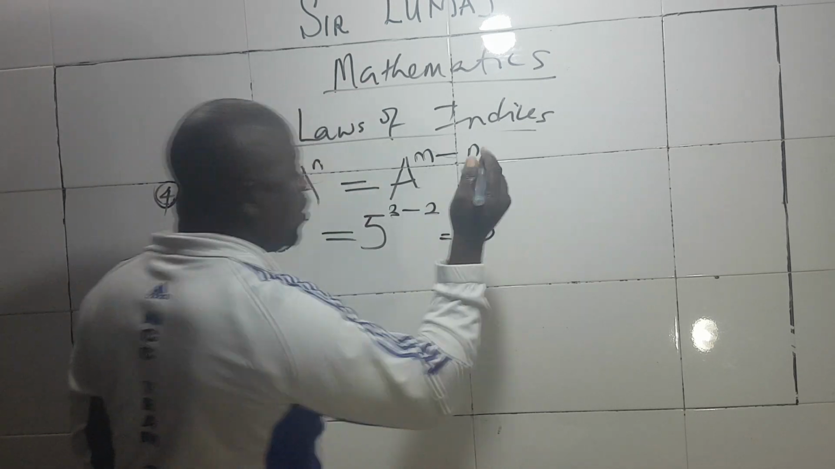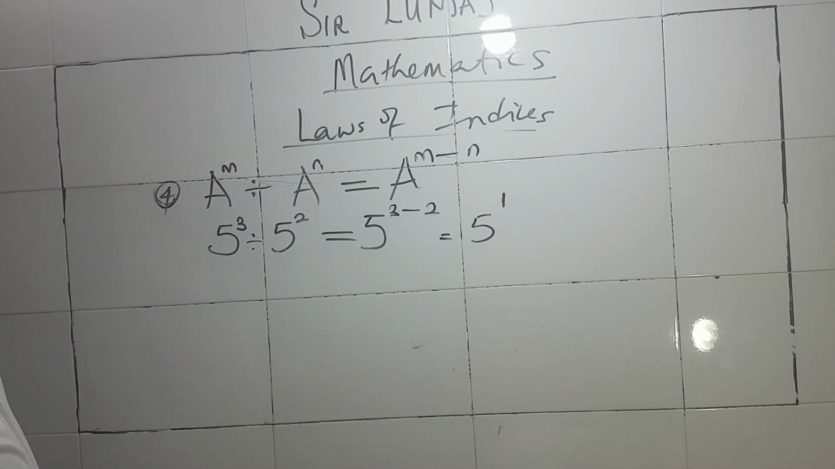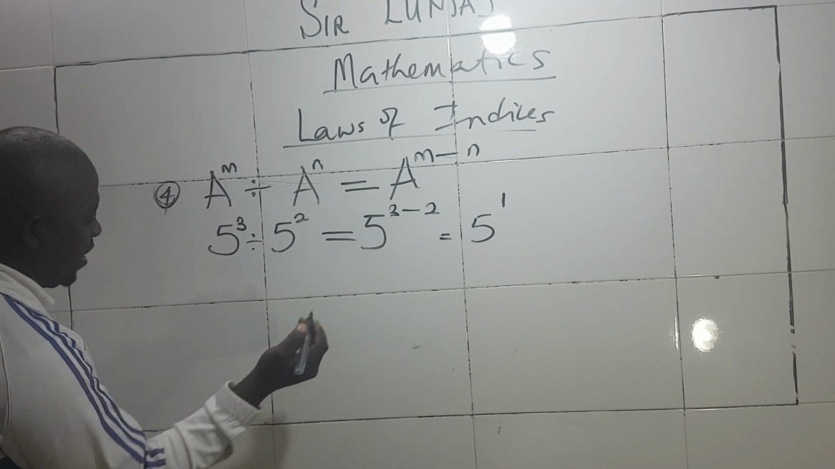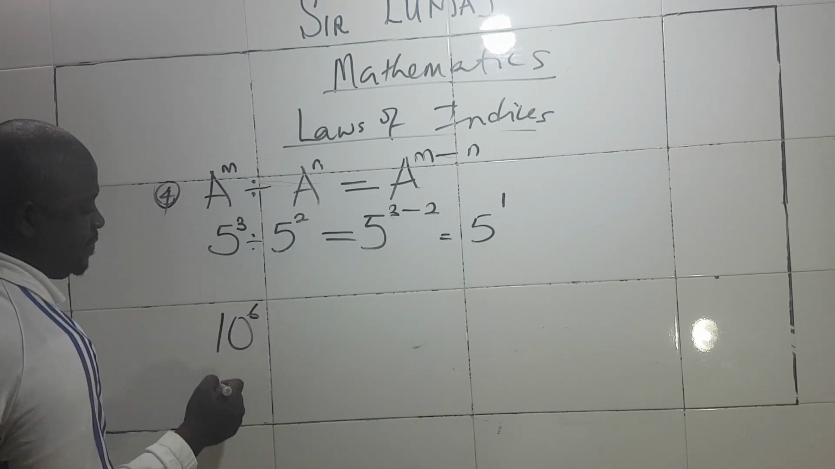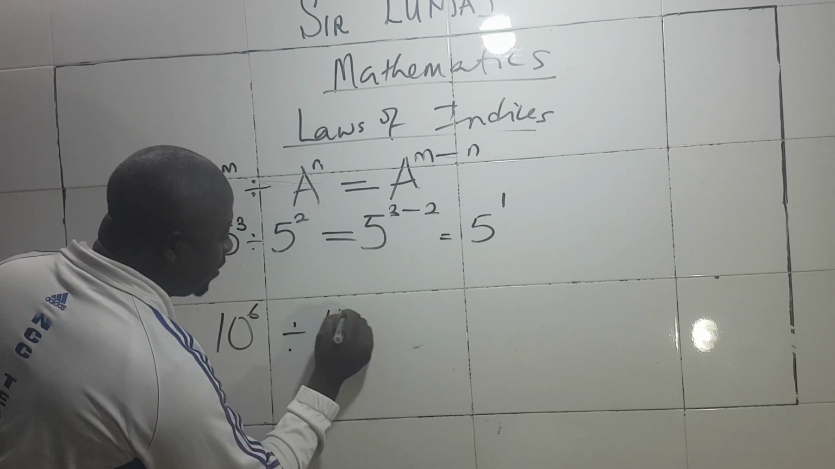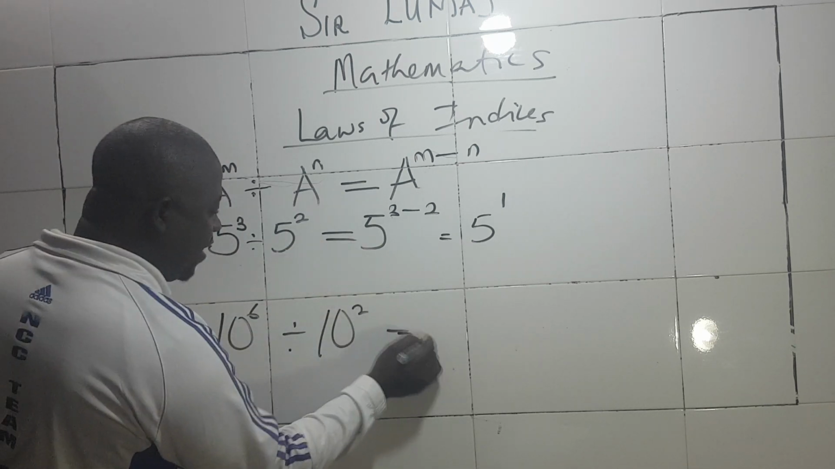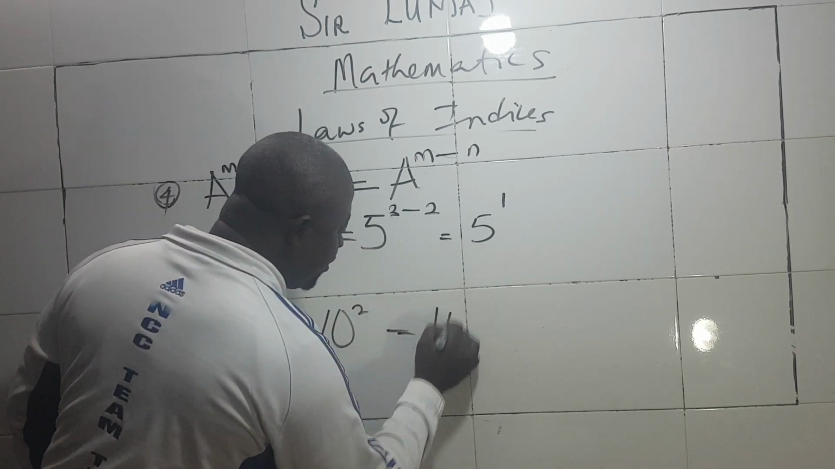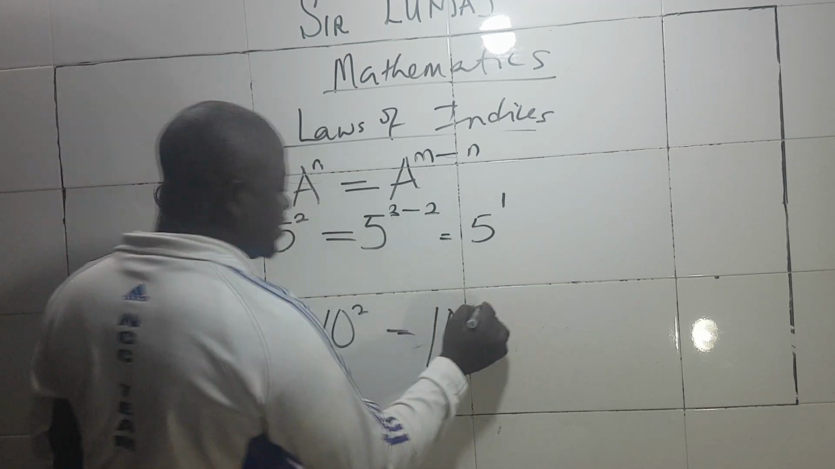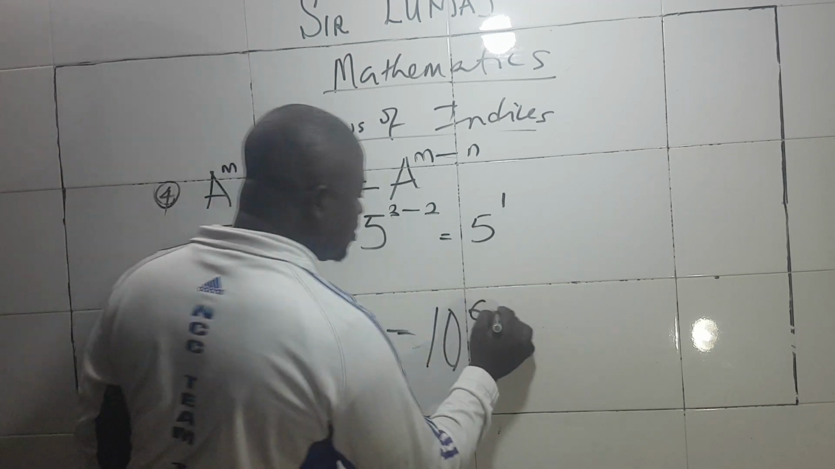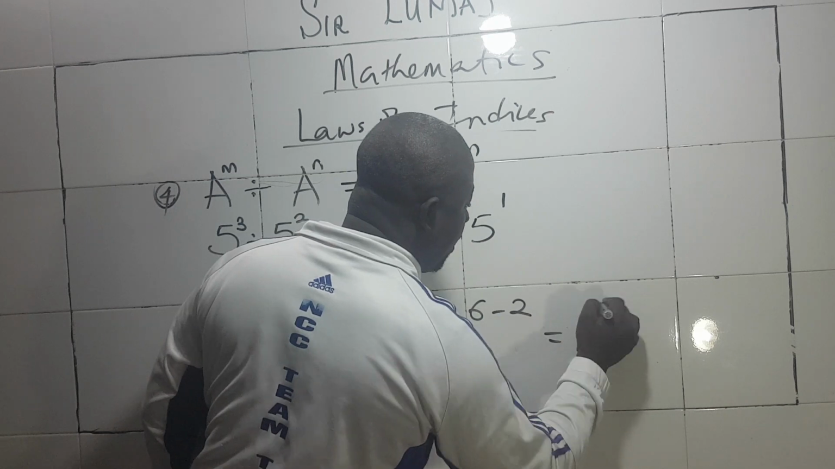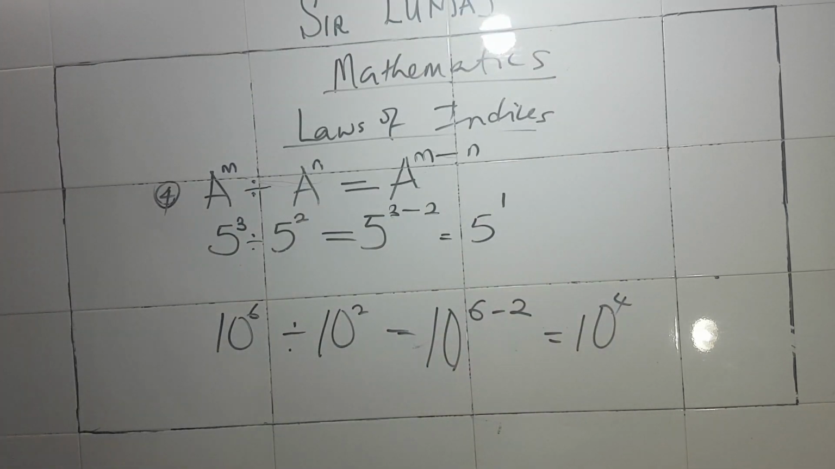5 raised to power 1. So simple. The next one, maybe I have 10 raised to power 6 divided by 10 raised to power 2. Same rule, they have common bases. So it will be 10 raised to power 6 minus 2. And that's what? 10 raised to power 4. As simple as ABC.